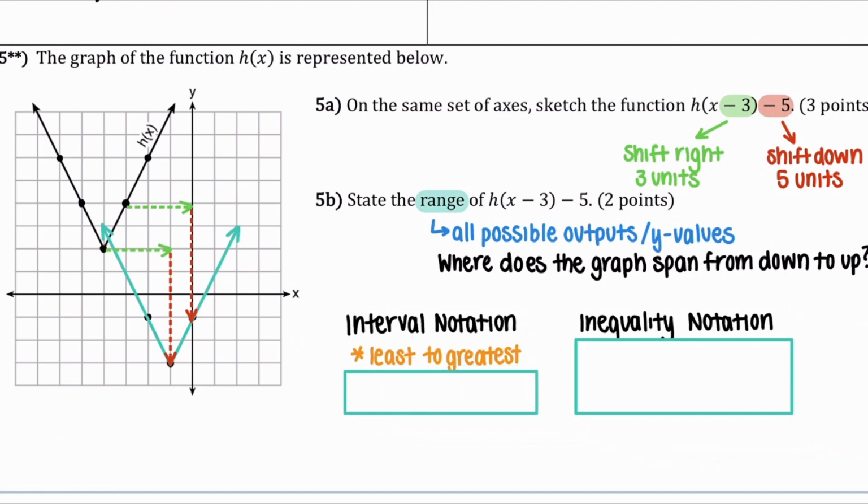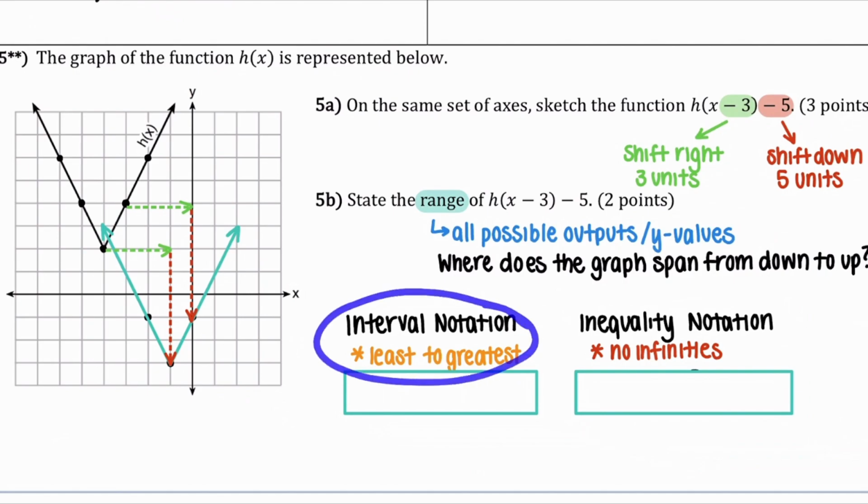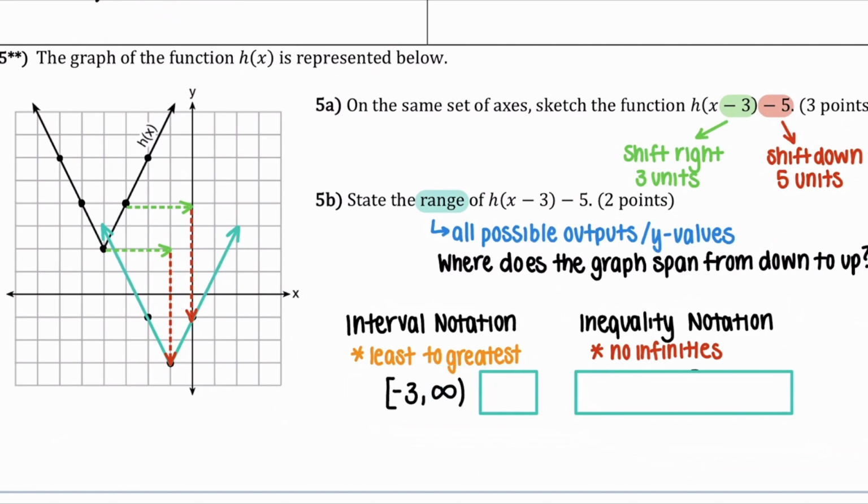For interval notation, we have to remember that, once again, everything is from least to greatest. The same could be said about inequality notation too. And for inequality notation, the key thing here is that there are no infinities. If we write this using interval notation, least to greatest, we have -3 towards infinity, forever and ever. Therefore that will give us bracket -3, because -3 is defined as a coordinate on the graph, comma infinity, parentheses, because there is no end to infinity, hence why we use parentheses.